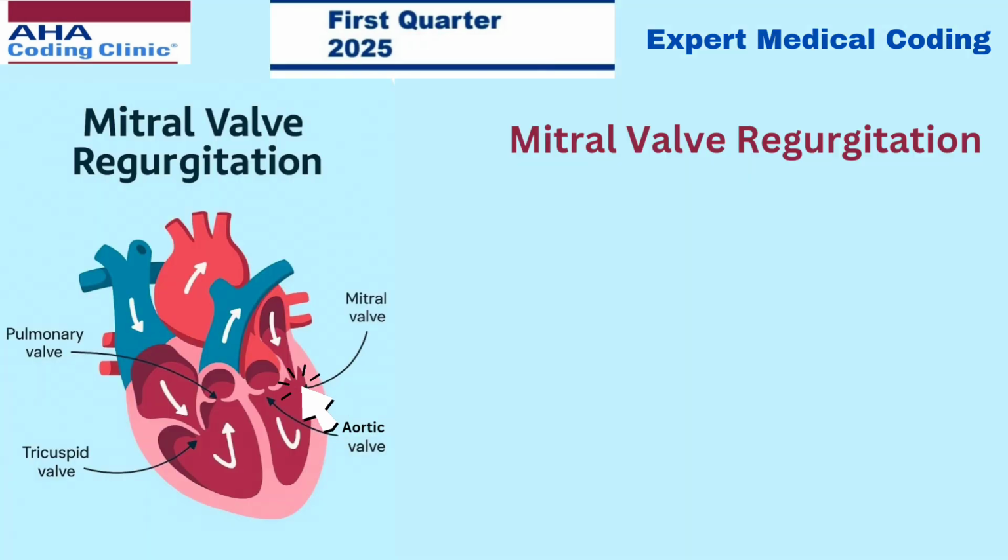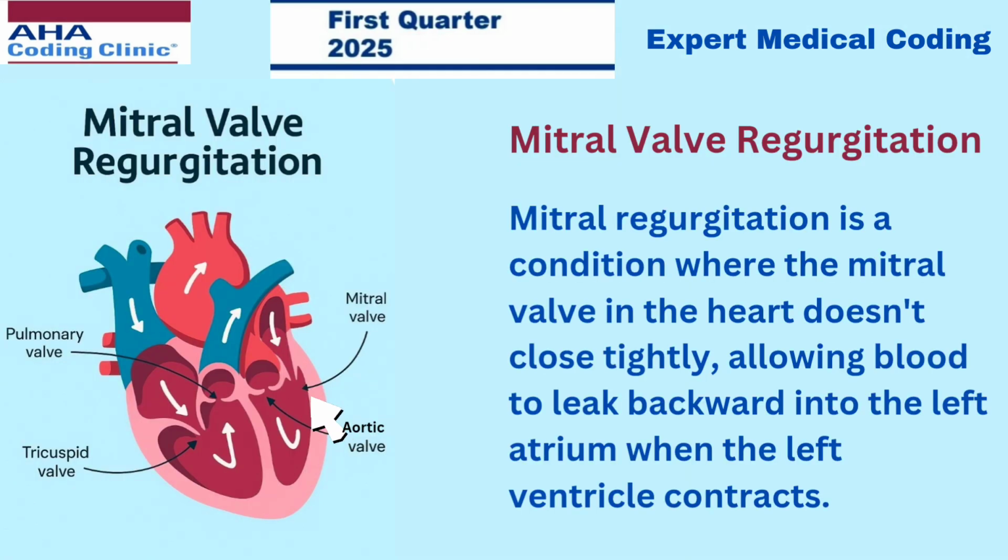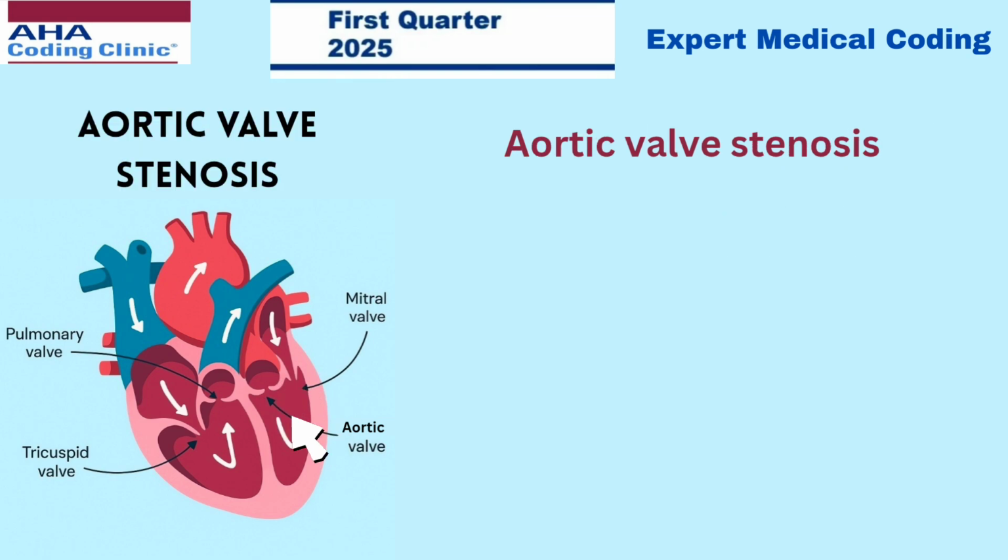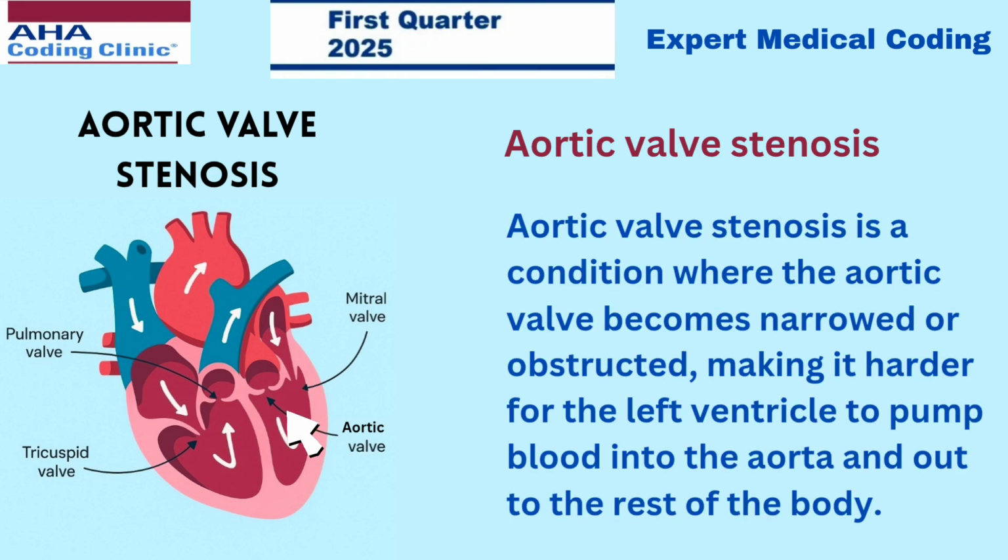Mitral valve regurgitation. Mitral valve regurgitation is a condition where the mitral valve in the heart doesn't close tightly, allowing blood to leak backward into the left atrium when the left ventricle contracts. Aortic valve stenosis. Aortic valve stenosis is a condition where the aortic valve becomes narrowed or obstructed, making it harder for the left ventricle to pump blood into the aorta and out to the rest of the body.